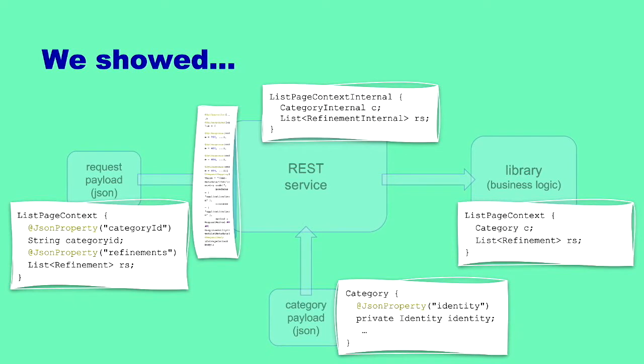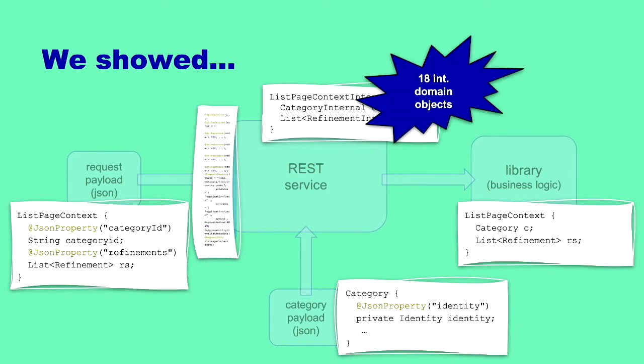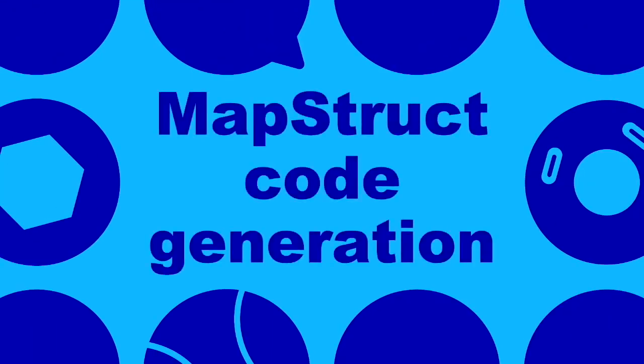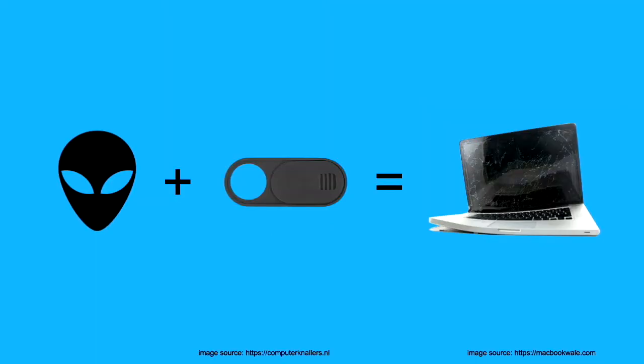So now we showed you how we efficiently generated our internal domain objects and our library objects using Immutables. Next up, Nick will tell you more about how we can map the API models Dennis created to the internal models I created using MapStruct. So take it away, Nick. Yes, let's do just that.